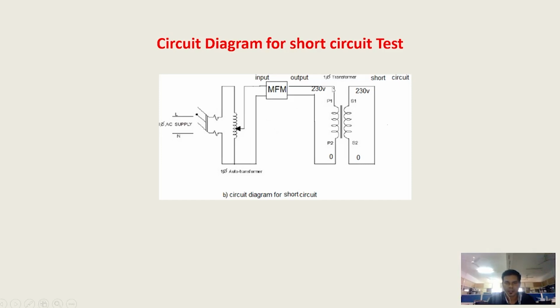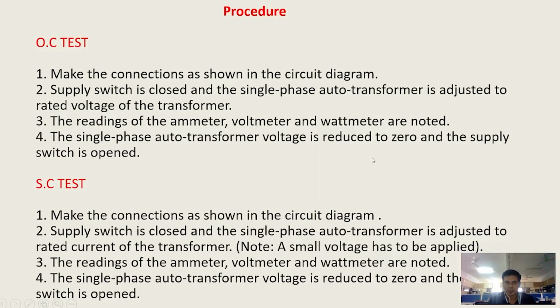So this is the circuit diagram for the short circuit test. In the short circuit test we can see the single phase supply is connected to the input of the single phase auto transformer. The output of the auto transformer is connected to the input of the multifunction meter. Then the output of the multifunction meter is connected to the primary side of the single phase transformer. Then the secondary side of the transformer should be short circuited.